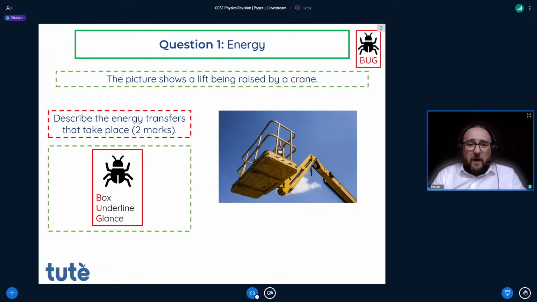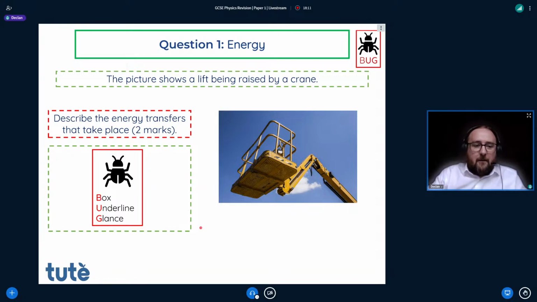So we're going to go through some questions. Our first question is going to be on energy. We're opening our paper up and looking at our first question on energy. We've been given a picture showing us a lift being raised by a crane. Our first question is asking us to describe the energy transfers that take place.